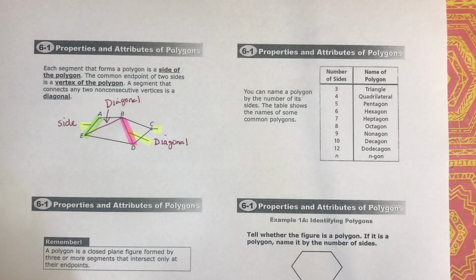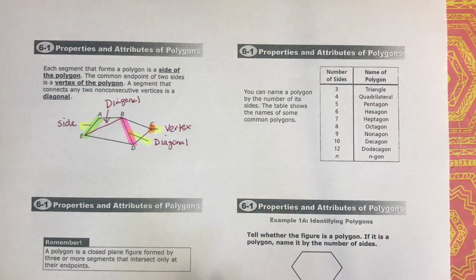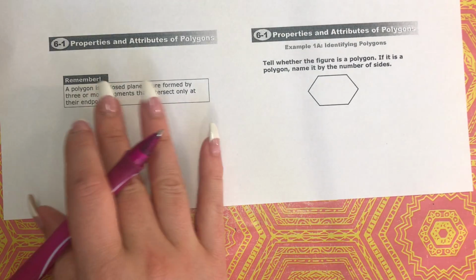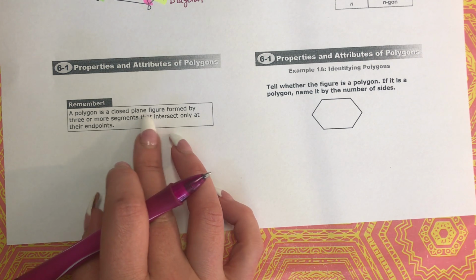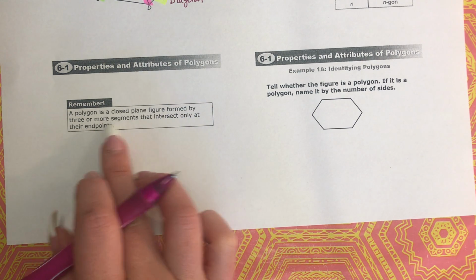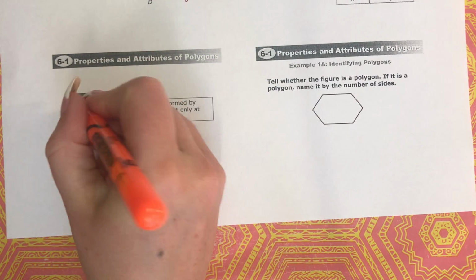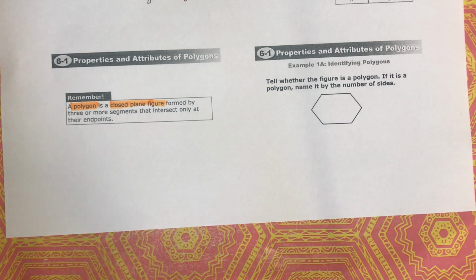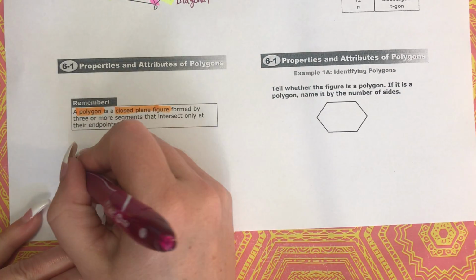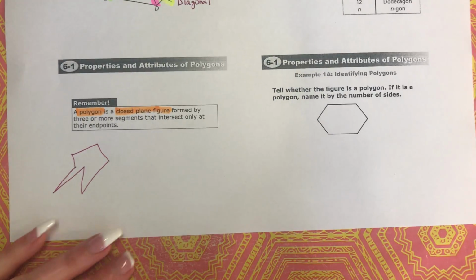Okay, and then the last thing is this point right here, C, which is a vertex. Just a quick reminder, a polygon is a closed plane figure formed by three or more segments that intersect only at their endpoints. So a polygon is a closed plane figure, and we're going to talk about the idea of closed. Basically what that means is the figure is closed, okay?